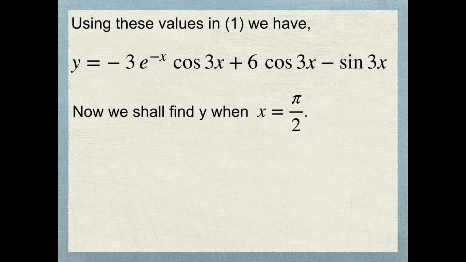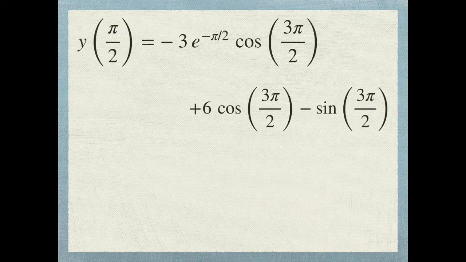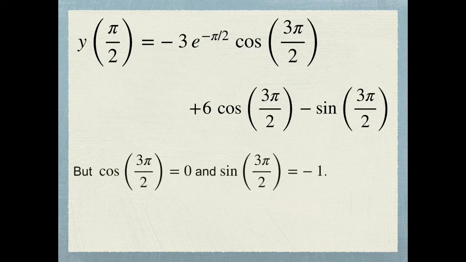So in whatever solution we got at the end, we will be substituting the value of x to be equal to pi by 2. The moment I do that, as you know, it is cos 3x in all the terms, so it turns out to be cos of 3 pi by 2. So now I will be having minus e to the power of minus pi by 2 cos of 3 pi by 2 plus 6 cos 3 pi by 2 minus sin 3 pi by 2.